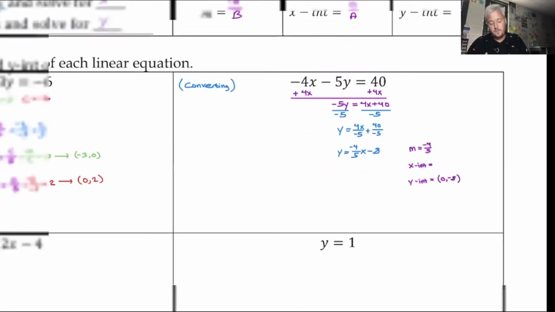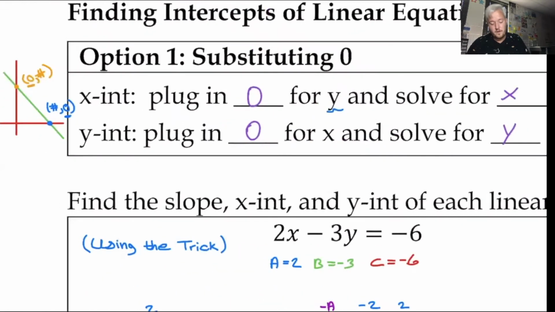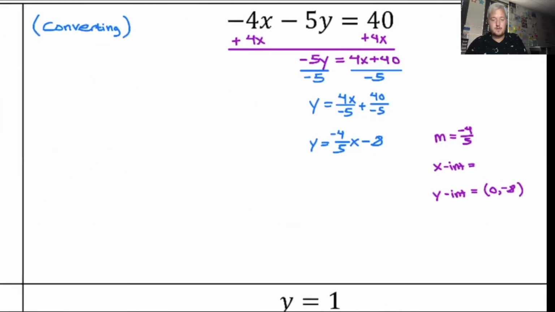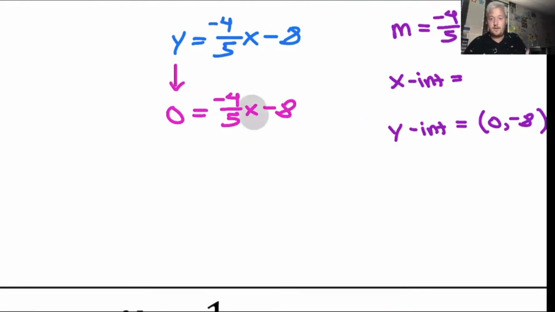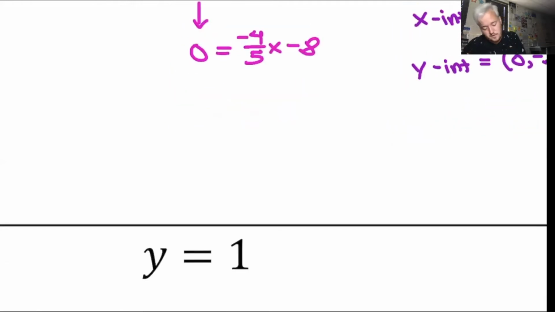So if you look up here, remember for your x-intercept, we want to plug in 0 for y and then solve for x. What that means is this y value is then going to turn to 0. And what I want to do is solve for x, because now I need to find that x-intercept. So what I'm going to do is now solve this equation. So I'm going to add 8.